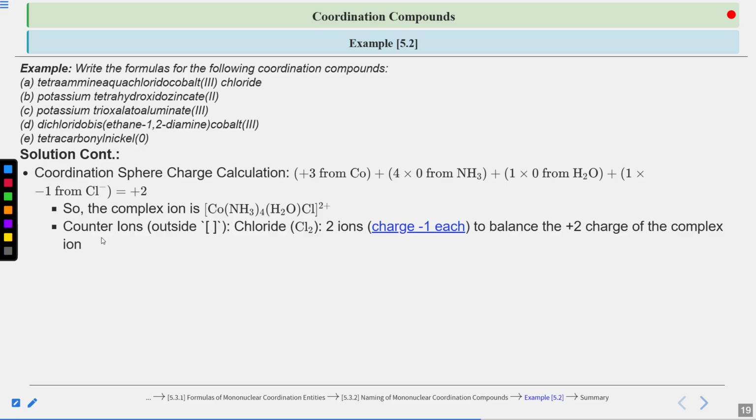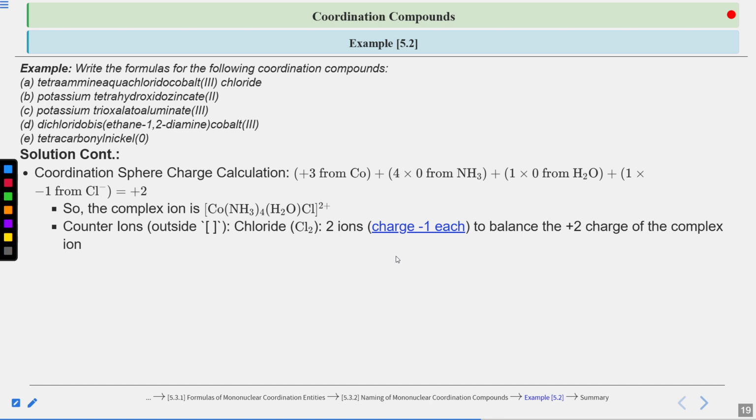Now we visualize the counter ions, if there is any outside the square bracket. So there is chloride, because after the name of the coordination compound we have mentioned chloride, which is going to be the anion, right? So chloride, that is Cl, two ions will be present. Why two ions? Because each one carries the minus 1 charge, that means the total charge will be minus 2, which balances the plus 2 charge of the complex ion.